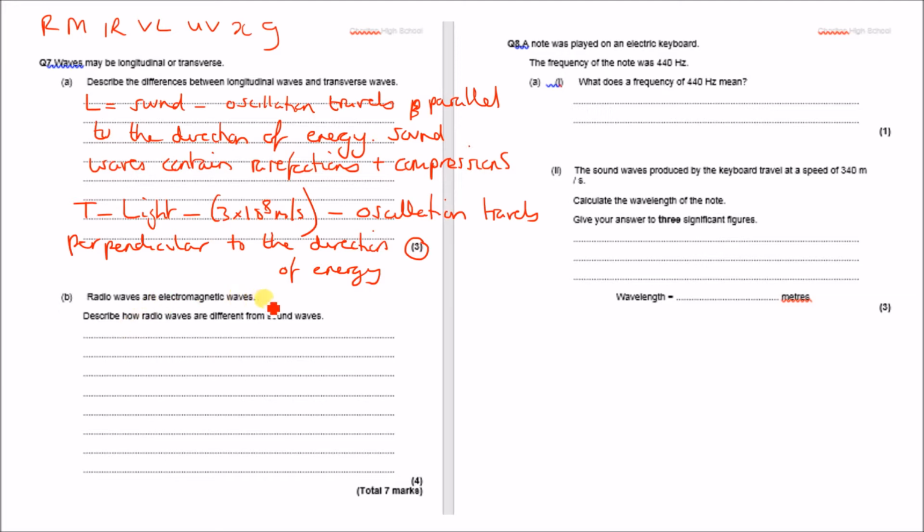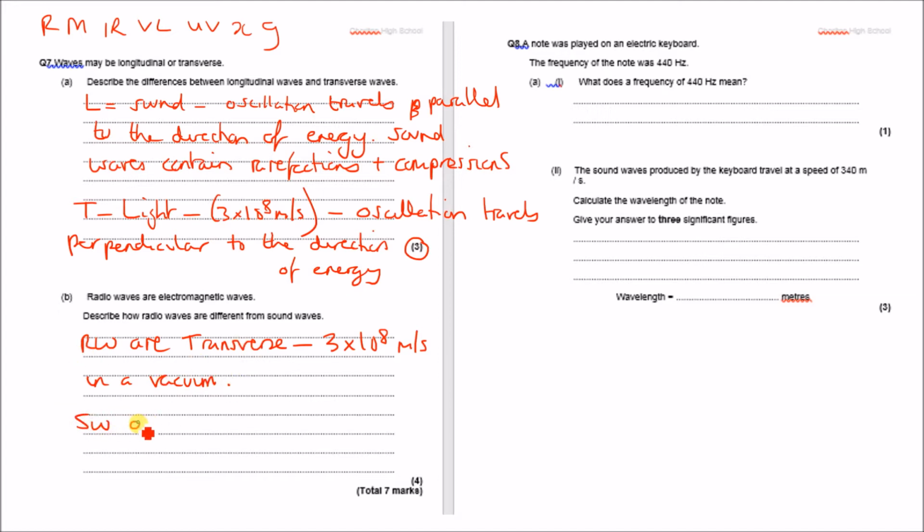Right, radio waves, electromagnetic waves. Describe how radio waves are different from sound waves. So radio waves are transverse, as we've just discussed, in the electromagnetic spectrum, and they travel at 3 times 10 to the 8 meters per second in a vacuum. So in space, that's how fast they travel.